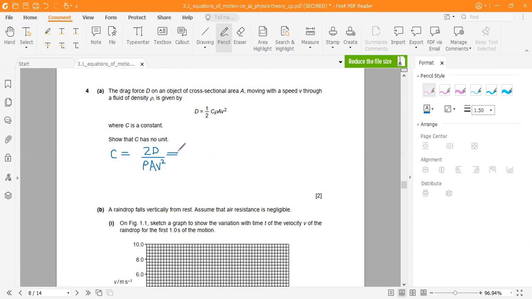From here I can see what D is. D is a force, drag force. They have written over here, drag force. So this is in newtons. Rho is density, so this is mass per unit volume. The unit will be kg per meter cube, multiplied by area. Area is meter square. And V, what is V? V is speed. So speed is meter per second, whole square.